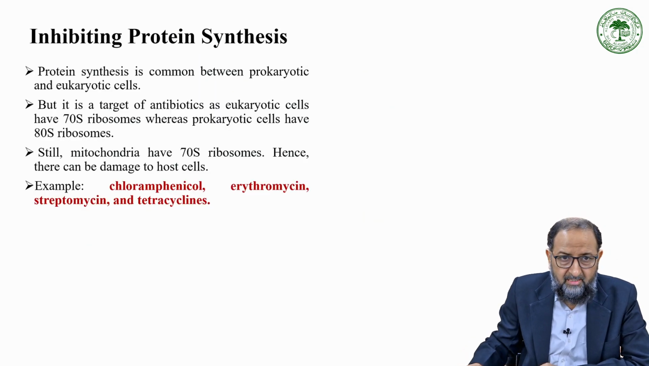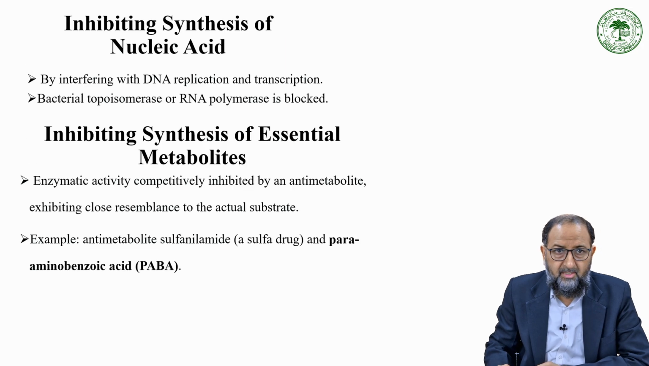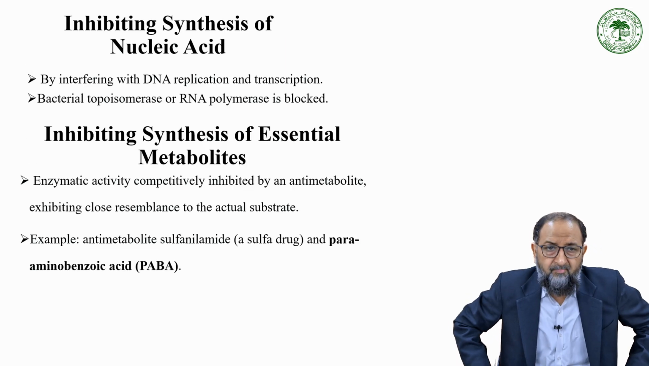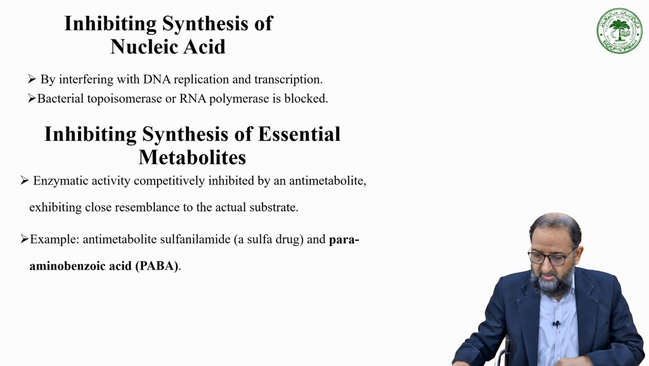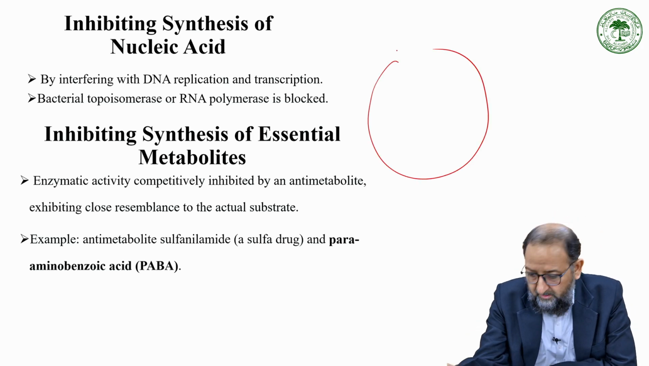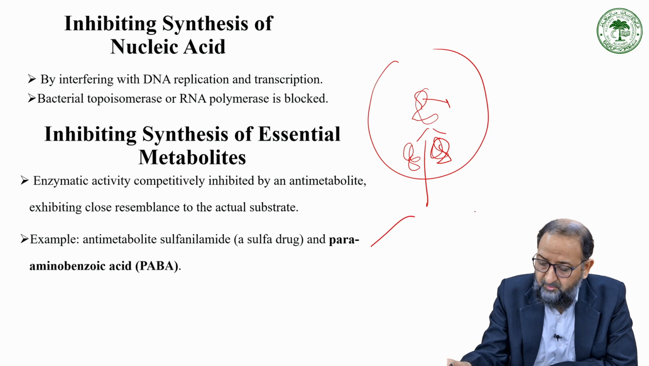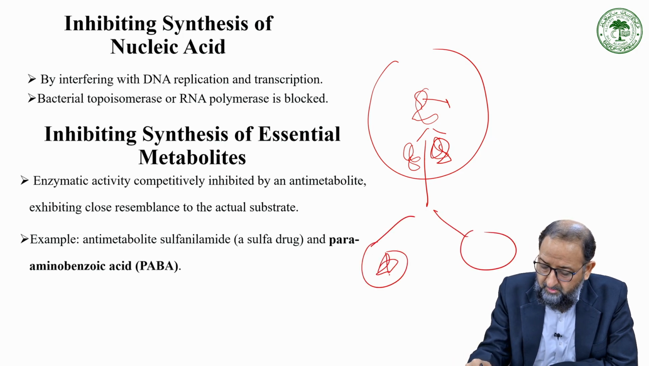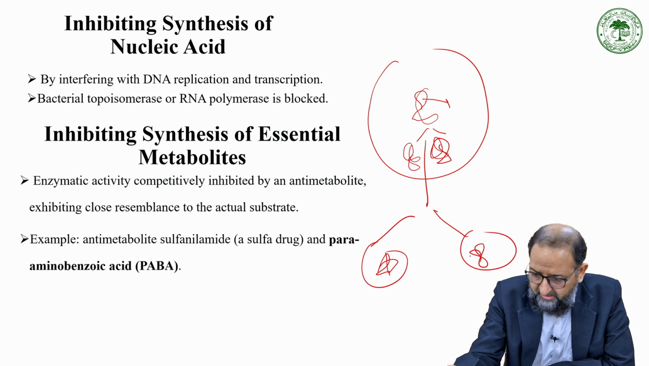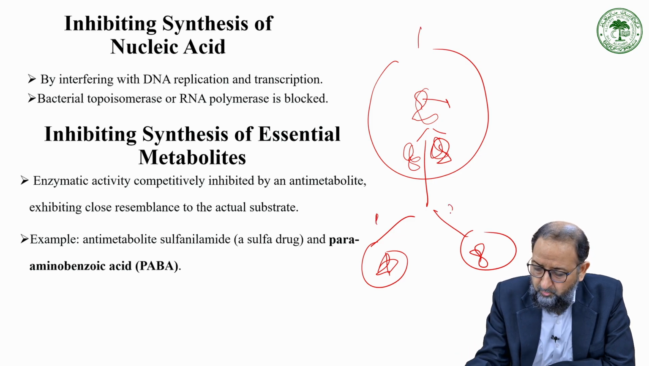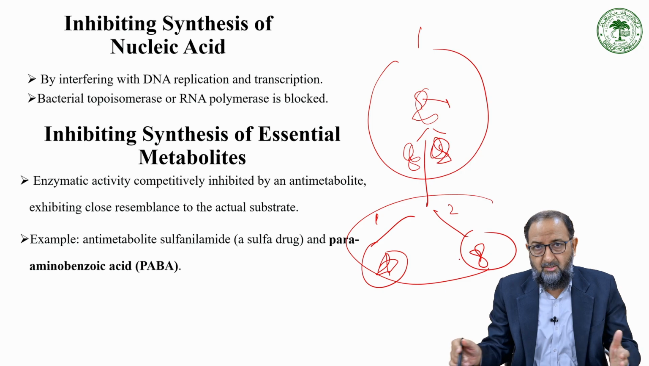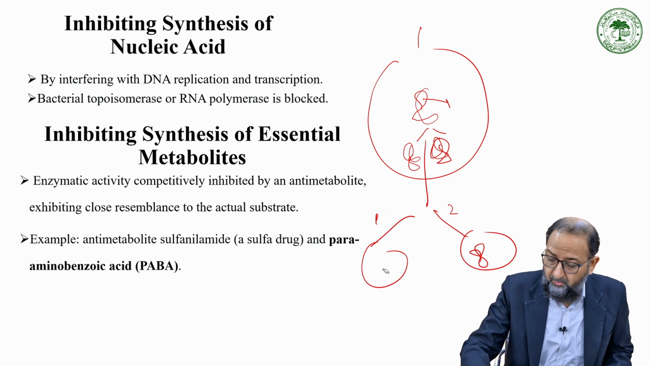Then we have inhibiting the synthesis of the nucleic acid. Now, nucleic acid is again very important, because in a cell, if you look, this is the cell, and this is the bacterial nucleic acid, and this nucleic acid is basically involved in the replication process. So you can have a second copy. So from a single bacterium, you can form 2 cells and so on. So this cycle is on. So this is called the growth of the bacteria.